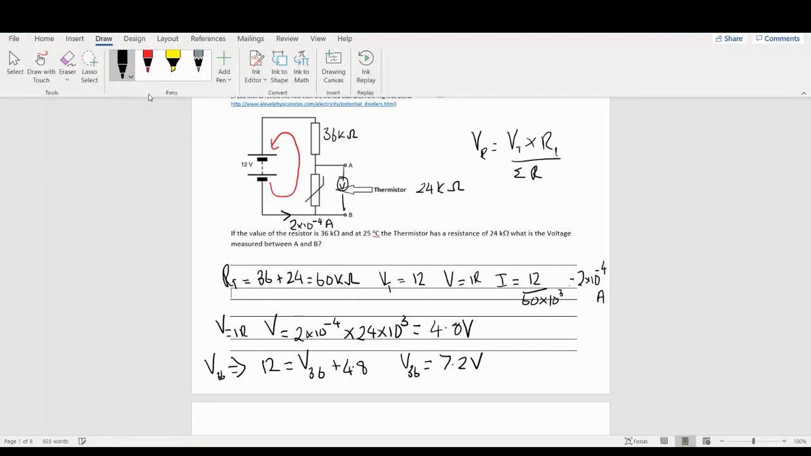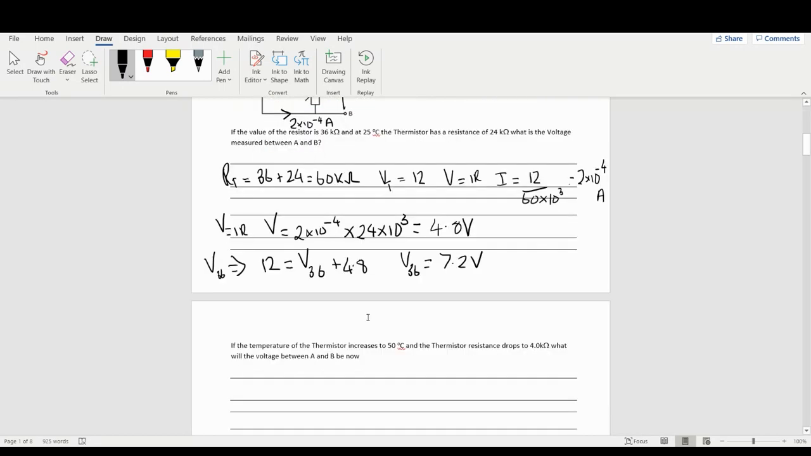So as you can see here, the 36 is getting a little bit more voltage than the 24, and that's because it's got a bigger resistance. But it's not considerably more. It's not like a 50-50. It's not like it's double the amount. It's just a little bit more because it is slightly bigger.